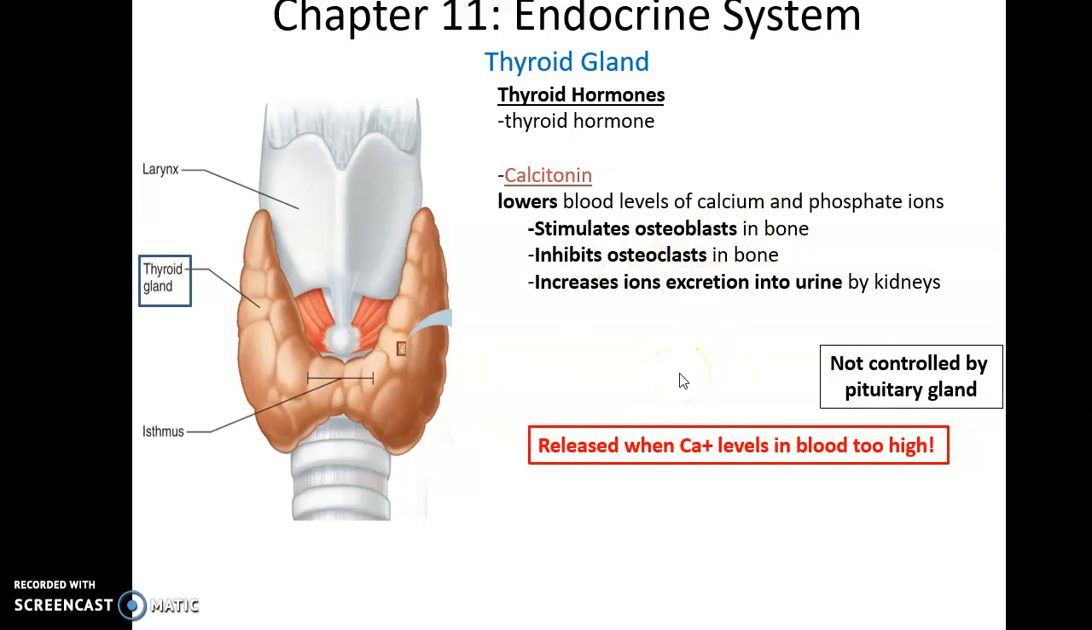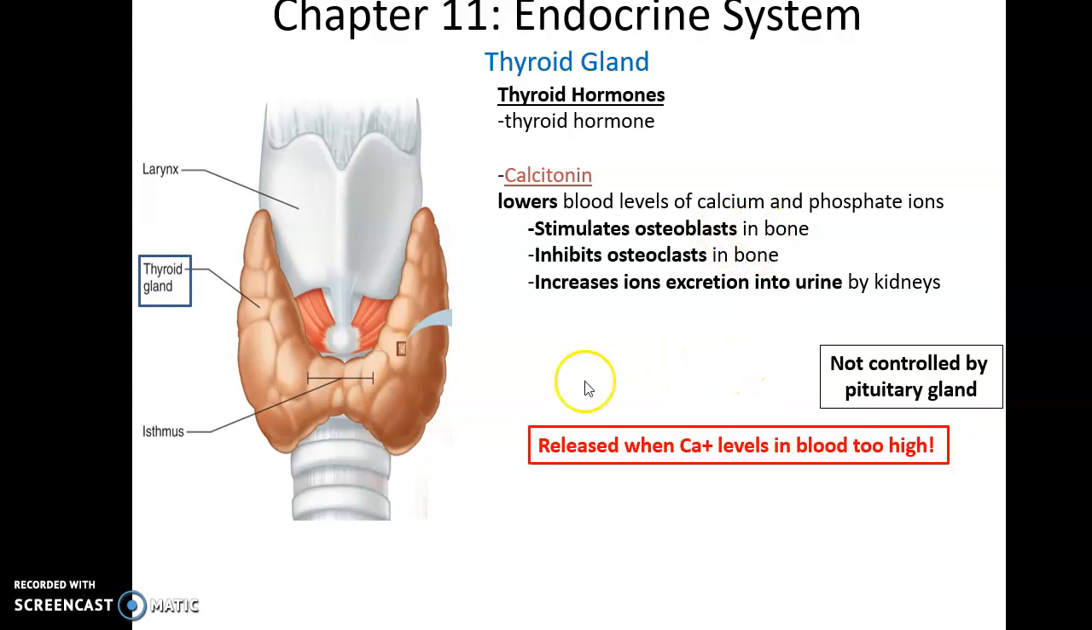As you remember, osteoblasts build up the organic matrix of the bone tissue, and then that tissue calcifies, pulling calcium and phosphate out of the bloodstream. The calcitonin also inhibits the osteoclasts. As I'm sure you remember, the osteoclasts normally break down the organic matrix of bones, causing the release of calcium and phosphate into the bloodstream.